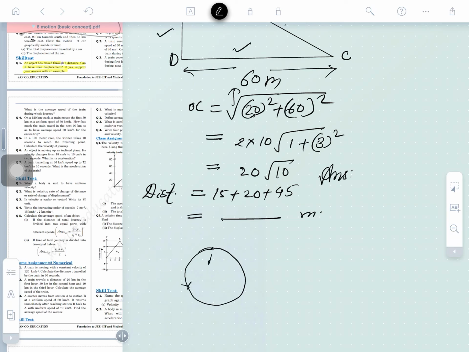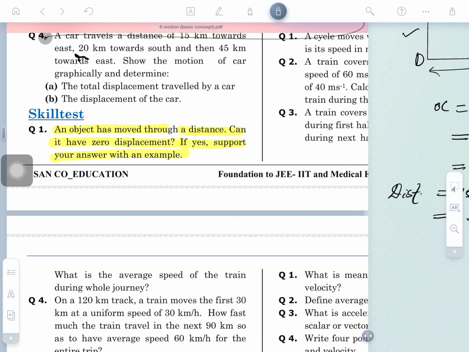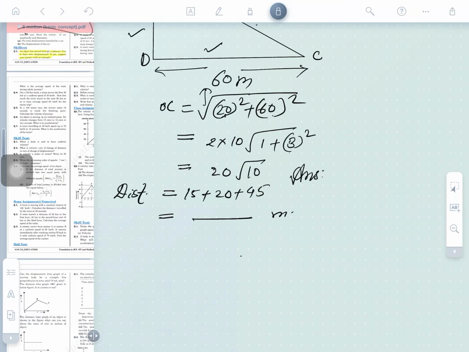Suppose the object starts its journey from A, and after one revolution it comes back to the same point. Clear? So its displacement will be 0. If the displacement is 0, then the distance is non-zero. So, you need to give this explanation. Yes, it is possible. I am telling the technique of writing the answer.